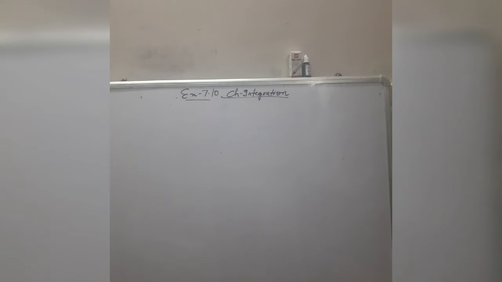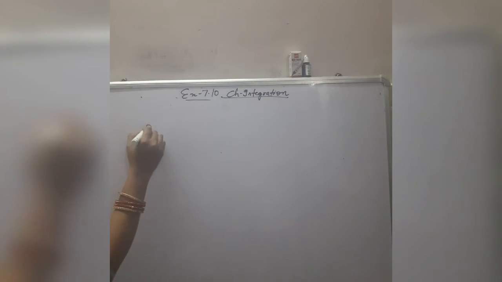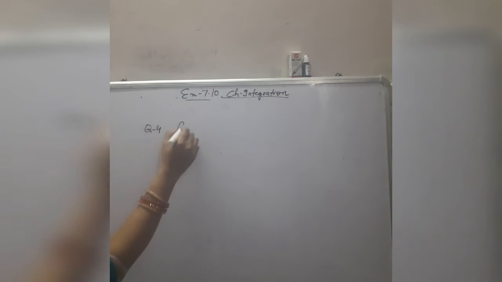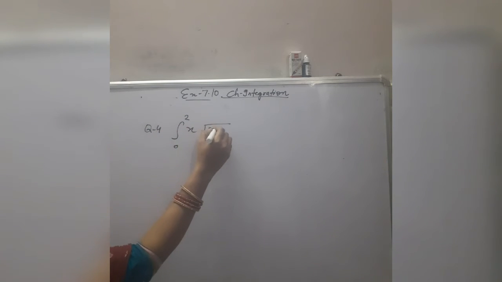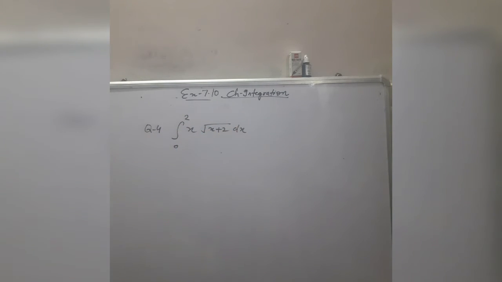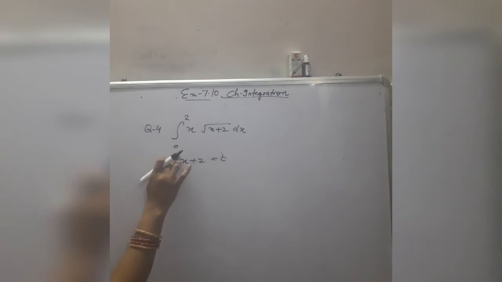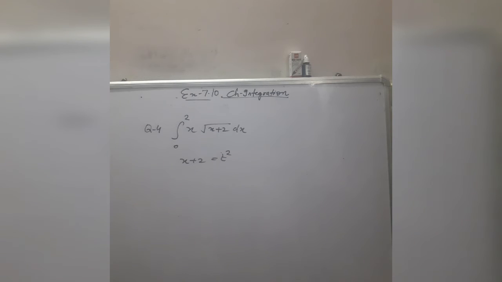Now see question number 4. In question number 4, the statement is x into root x plus 2 and the limits are from 0 to 2. In this sum we will put root x plus 2 is equal to t. Squaring on both sides, x plus 2 is equal to t square. Now differentiating on both sides, dx is equal to 2t into dt.